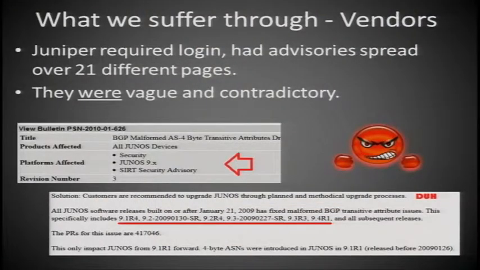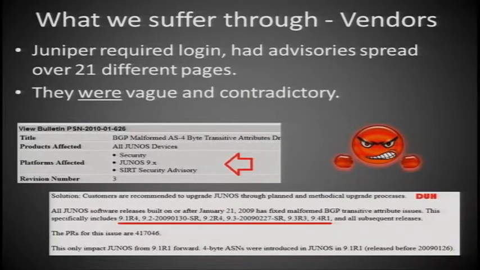So Juniper. Up until recently, Juniper required a login. You had to be a customer to see their advisories because it only affects their customers. They were vague. Platforms affected. Security. Cert security advisory. It's like, I don't think you understand what a platform is. A security advisory is not a platform. So we had to deal with that.